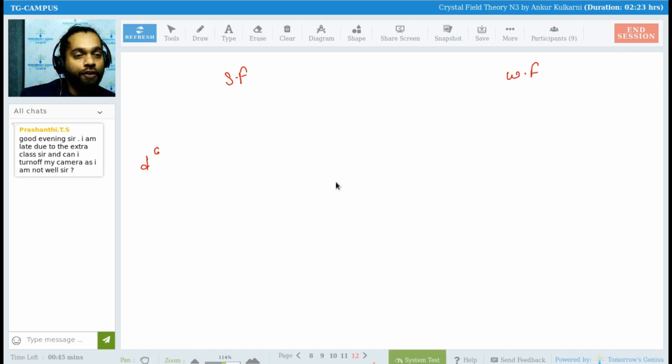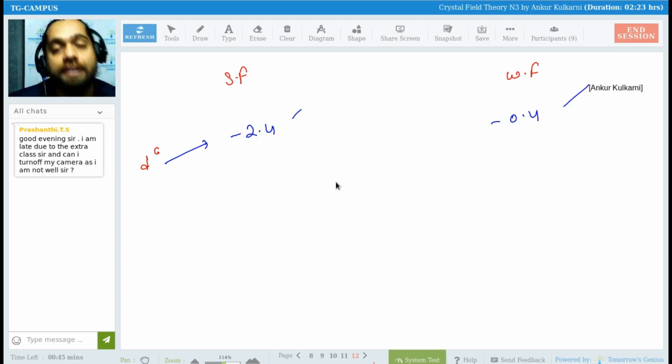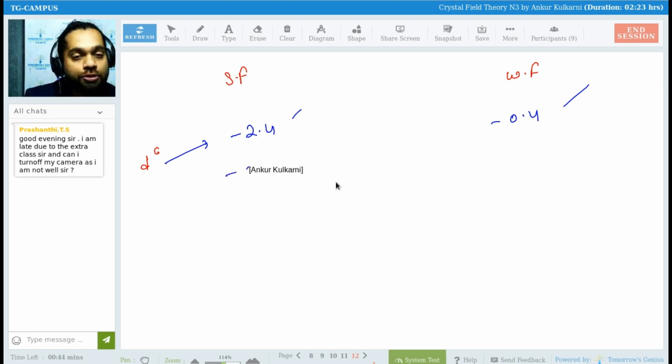Okay, so for D6, minus 2.4. For weak field, you'll get minus 0.4. Very good. Let us go ahead. And this again, I'll repeat, this is also minus 24 Dq, and this is minus 4 Dq, one and the same.